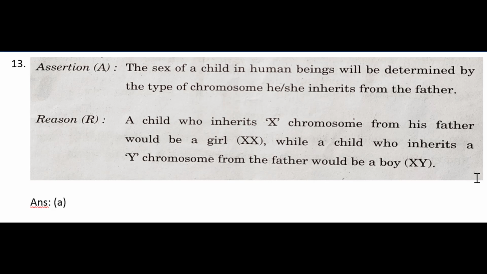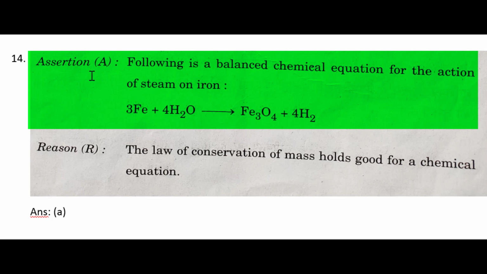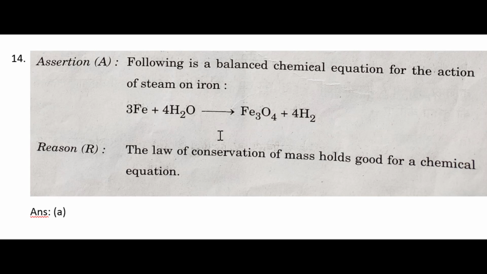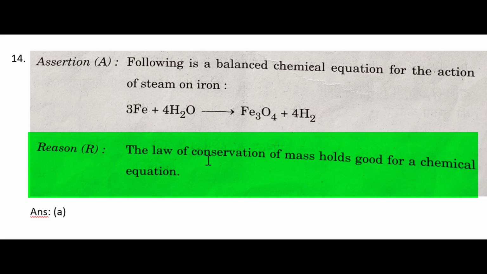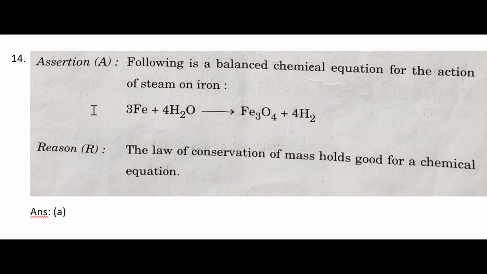Now come to question number 14. Assertion is given: the following is a balanced chemical equation for the action of steam on iron. Here is the equation: 3Fe plus 4H2O gives Fe3O4 plus 4H2. That is a true assertion. And the reason is given: the law of conservation of mass holds good for a chemical equation. That is also true, and the reason is the correct explanation of assertion A. Therefore option A will be the right option.